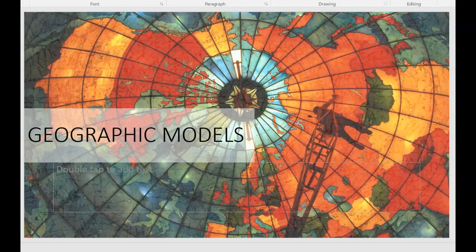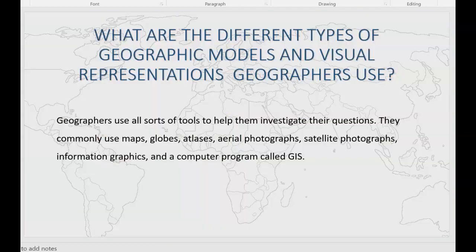Geographic models. What are the different types of geographic models and visual representations geographers use? There's all kinds of tools that geographers use to help them investigate the world around them and to help them answer the questions they pose. Some of those are maps, globes, atlases, aerial photographs, satellite photographs, information graphics, and a computer program called the GIS. We're going to look at each one of those.